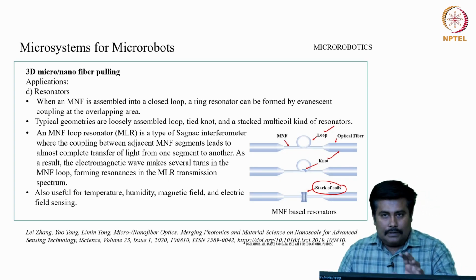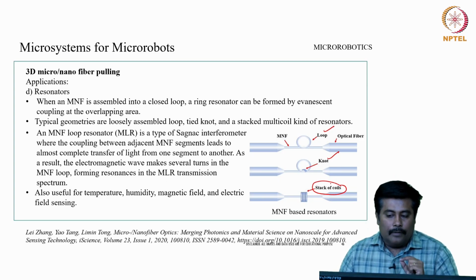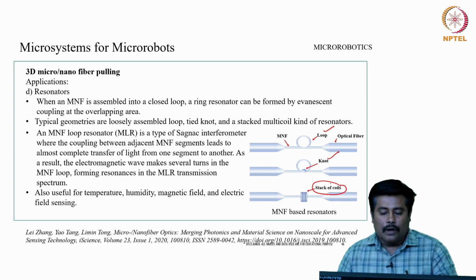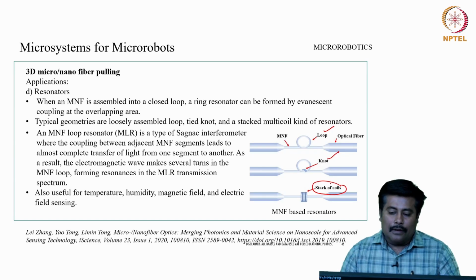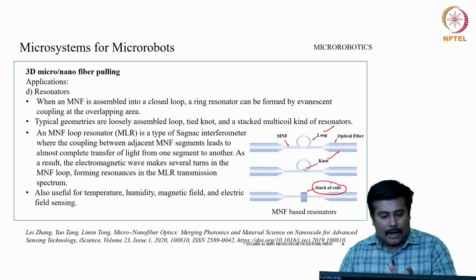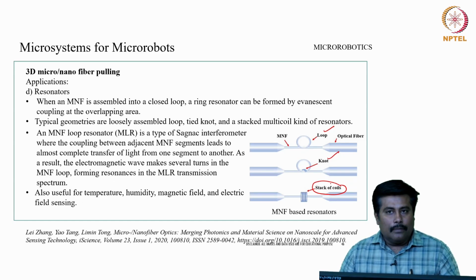In the case of a resonator, when an MNF is assembled into a closed loop, a ring resonator can be formed by evanescent coupling at the overlapping area. The typical geometries are a loosely assembled loop, a tied knot, or a stacked multi-coil resonator. The MNF loop resonator is a type of Sagnac interferometer, where the coupling between the adjacent MNF segments leads to almost a complete transfer of light from one segment to another. As a result, the electromagnetic wave makes several turns in the MNF loop, forming a resonance in the MLR transmission spectrum.